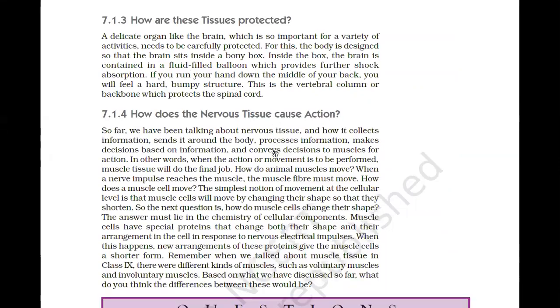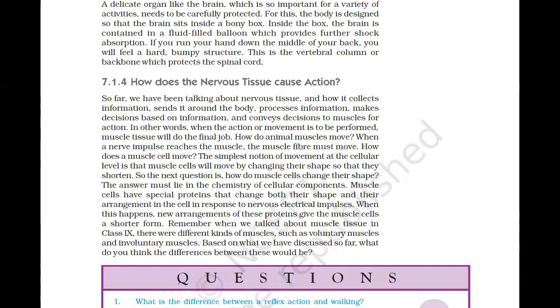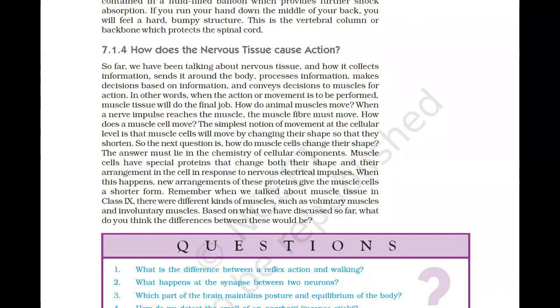How does the nervous tissue cause action? So far, we have been talking about nervous tissue and how it collects information, sends it around the body, processes information, makes decisions based on information, and conveys decisions to muscles for action. In other words, when the action or movement is to be performed, muscle tissue will do the final job.